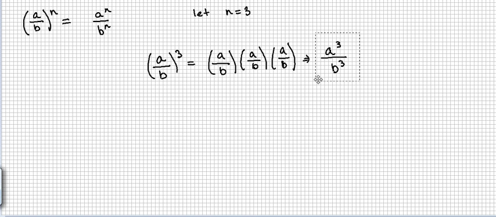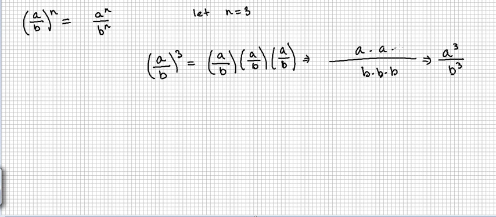I kind of jumped the gun there. Let me go through what's going to happen. We're going to have a fraction bar with a times a times a on top and b times b times b on the bottom. And then we'll count our index up. 1, 2, 3, and 1, 2, 3. And those are your rules for exponents. Next, we're going to look at square roots.